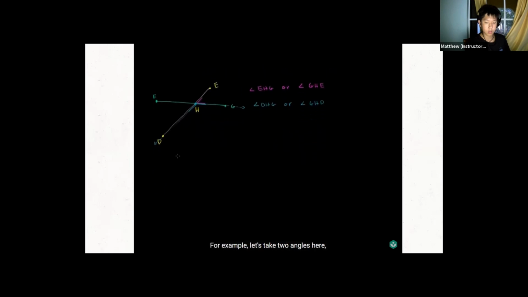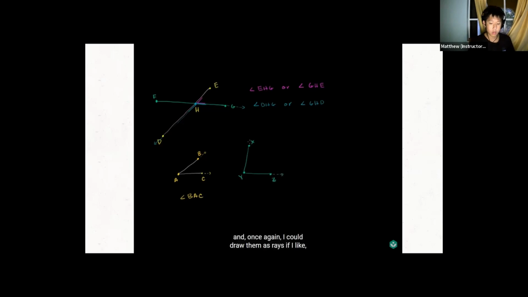So for example, let's take two angles here. Let's say I have one angle that looks like that. I'll start reusing letters. Let's say that this is A, B, and C. I could make these rays and keep on going if I like, or I could just keep them as line segments. So right over here I have angle BAC. And let's say over here I have angle XYZ. Once again, I could draw them as rays if I like, to go on and on. So it's angle X, Y, and Z.